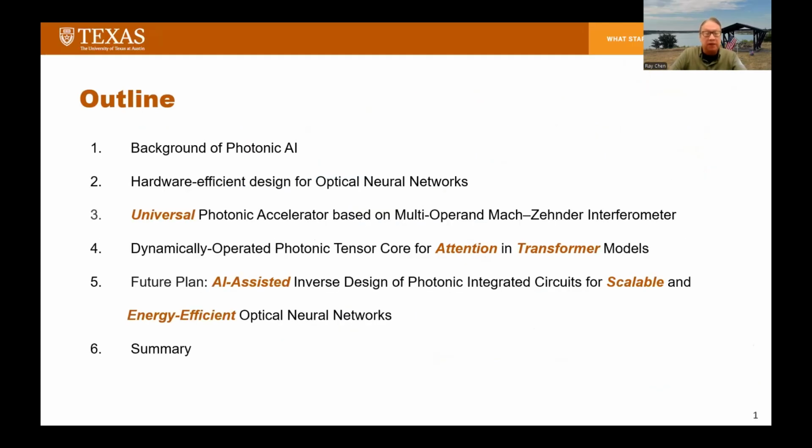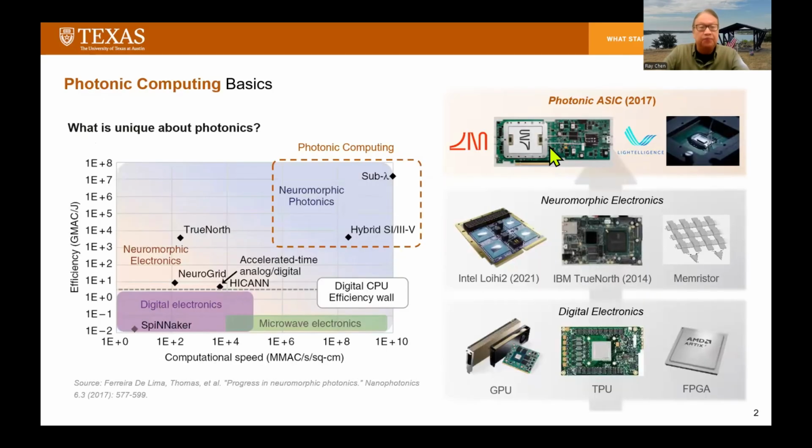This is the outline of the presentation. We'll give you the background and then the hardware efficient design, and then the universal photonic accelerator based on the multi-operand MZI, which tries to minimize the active devices to enhance the size of the matrix. Then the dynamically operated photonic tensor core for attention in transformer models. Finally, we'll give you a future plan for this program, and then a summary.